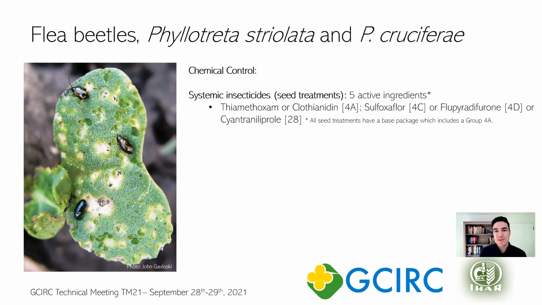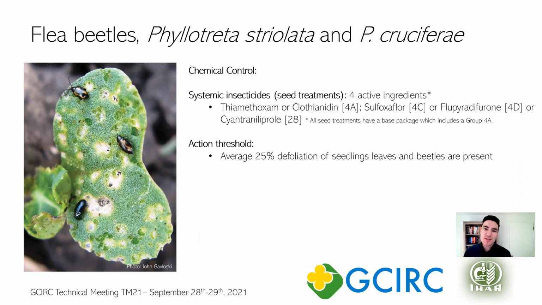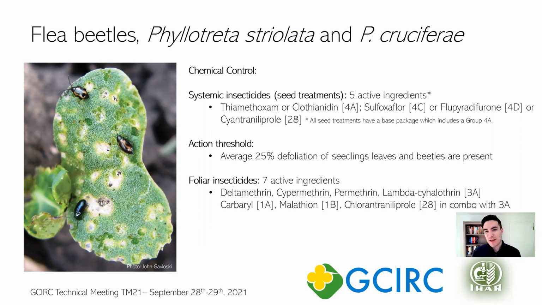Even with that seed treatment, we often surpass our action threshold, which is a 25% defoliation of the seedling leaves, and the beetles are still present. So if that action threshold is reached, then a foliar insecticide application is recommended. And there we have 7 active ingredients, several pyrethroids, as well as one carbamate, an organophosphate, as well as a diamide. In terms of insecticide resistance, there's no known resistance to any of our foliar applied products.